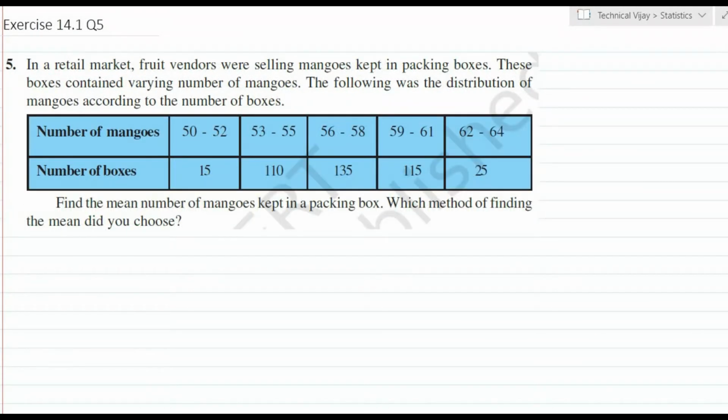So exercise 14.1 in that question number 5. In a retail market, fruit vendors were selling mangoes kept in packing boxes. These boxes contained varying number of mangoes. The following was the distribution of mangoes according to the number of boxes.